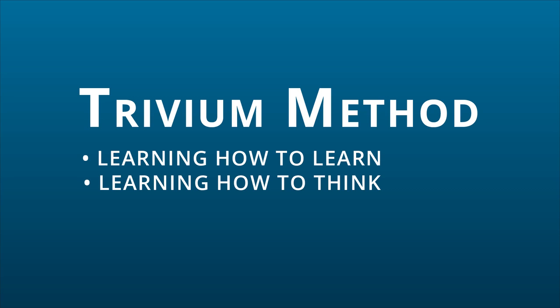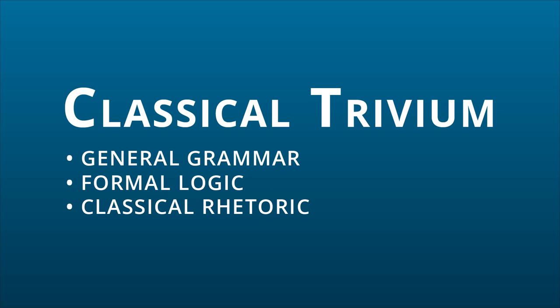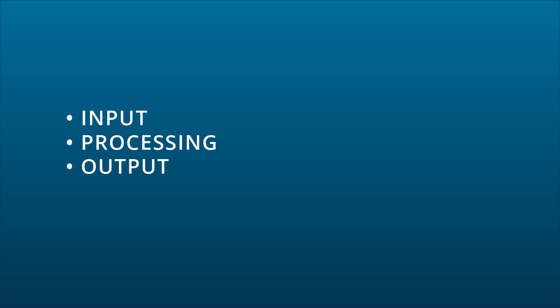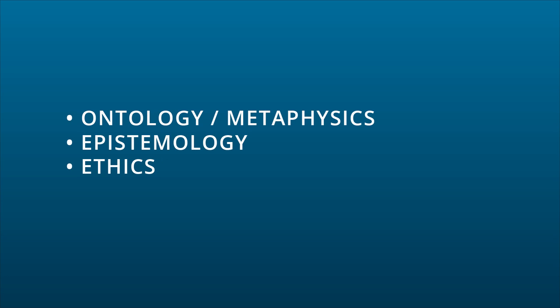The three paths of the Trivium. Three paths meet to become the Trivium method that accurately models how we think and learn. The three paths can be described through different models of three. The classical Trivium model is general grammar, formal logic, and classical rhetoric. This can also be represented as knowledge, understanding, and wisdom, input, processing, and output, or ontology, epistemology, and ethics.